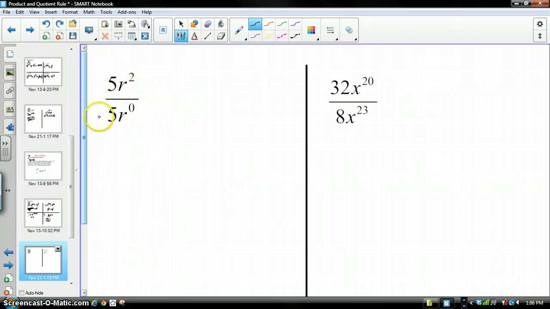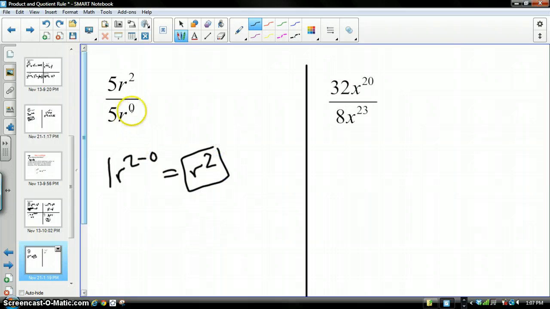Alright, once again we have coefficients, so let's take care of our coefficients. 5 divided by 5 is going to be 1. Now let's look at our exponents. We have r squared and r to the 0. So r squared minus 0, which equals r squared. You can also look at it as r to the 0 being 1, so you would not need that. So you're left with an r squared.